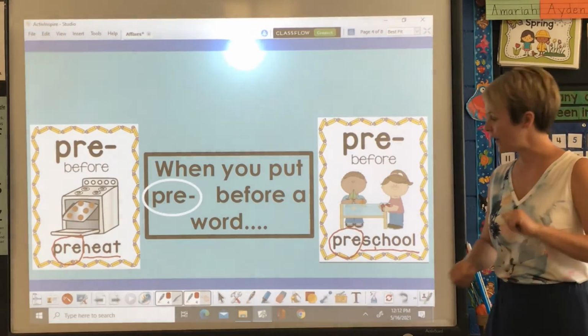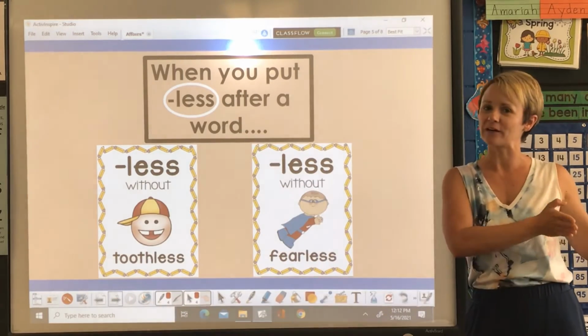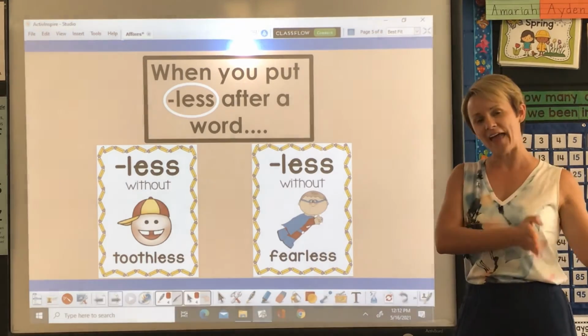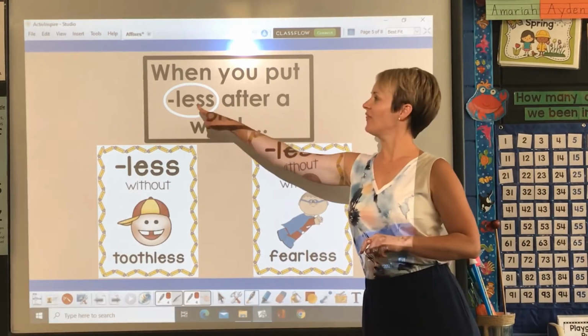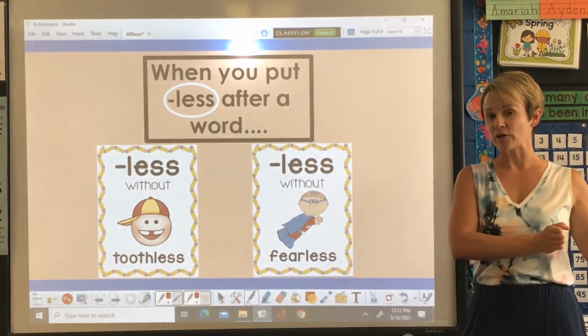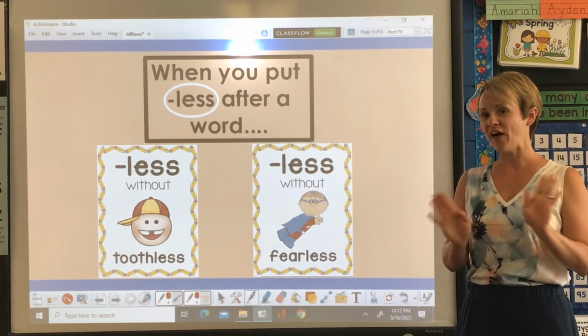Now we're going to talk about affixes that go at the end of a word. We call them suffixes. Suffixes go at the end and change the meaning of a real word. Less goes at the end of a word, and it changes the meaning to make the word mean without.